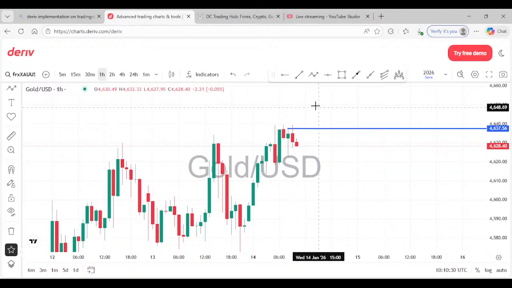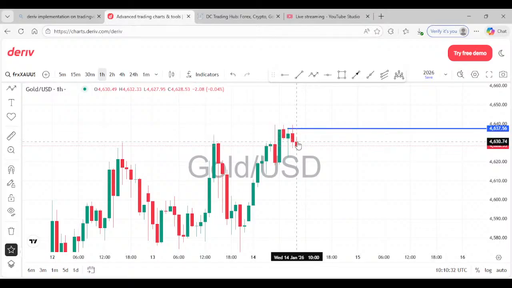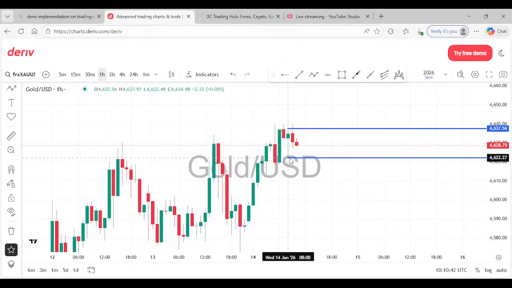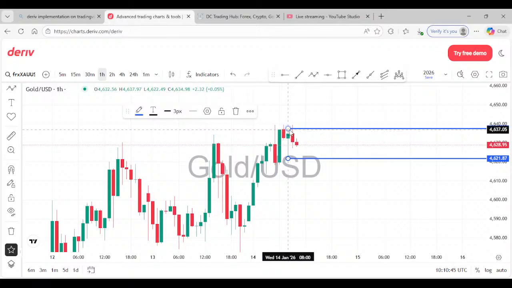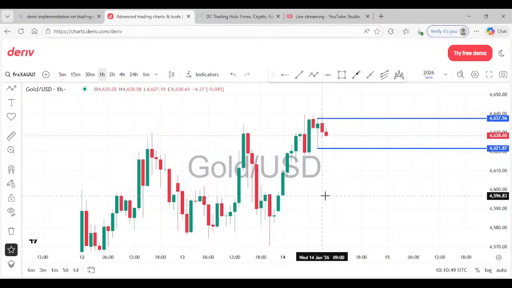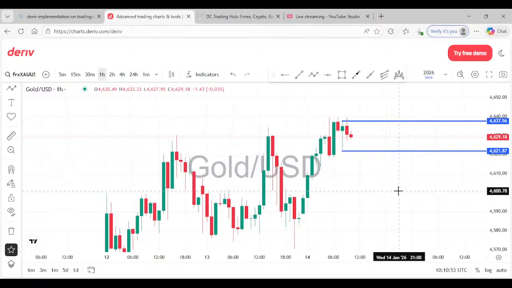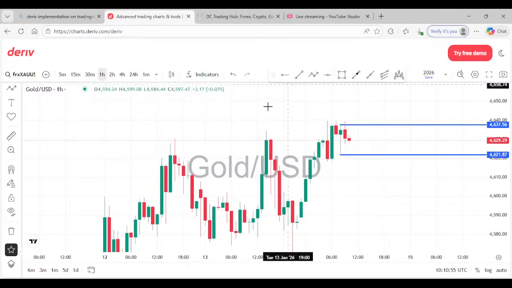What I see now, from yesterday's trading activity, is that there was a raid on this liquidity, the buy side liquidity, and price is now targeting to move downwards. So we might experience some bearish momentum in gold.